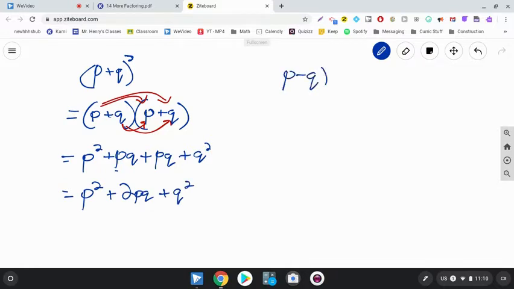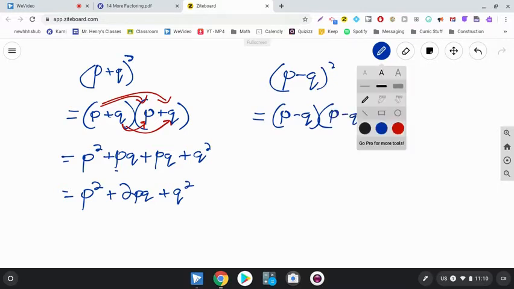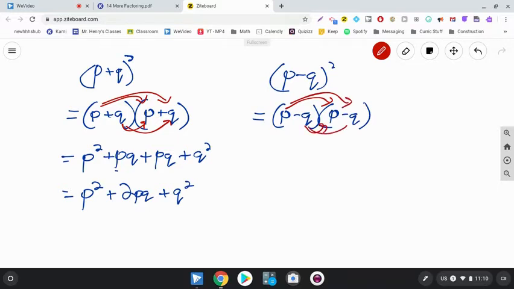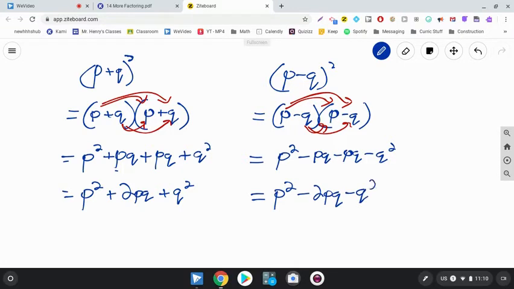The other one was (p - q) squared. And I'll do this in a really similar way. That would be (p - q) times itself. So binomial times a binomial. This is where I'd have to do FOIL, or repeated distribution. P squared minus a pq this time, minus another pq, and minus q squared. And there we go, minus 2pq, minus q squared. So those are my multiplications.